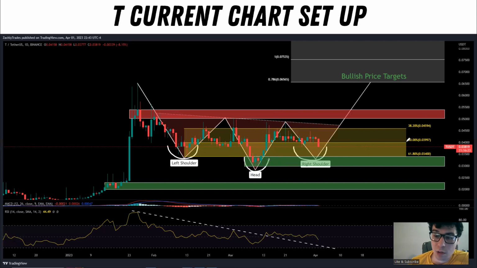Now we are falling below currently our 0.0399 support level. So we want to ultimately get back above there and flip that to support and try to push higher. Above there, we have 0.0459. That's going to be another really key area.